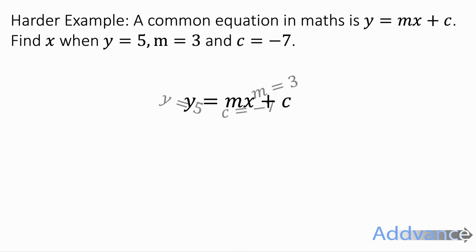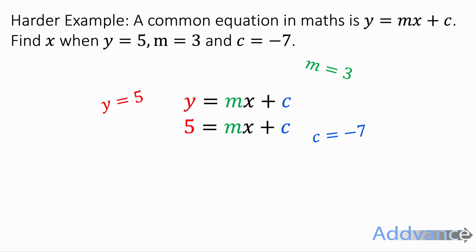Now a harder example might look like this, and it says a common equation in maths is y equals mx plus c. You might have seen this before. Find x when y is 5, m is 3, and c is minus 7. Okay, so we know what the y, the m, and the c is, and we want to find the x. So what we do is replace the y with 5, the m with 3, and the c with minus 7, like this. I've highlighted them for you.